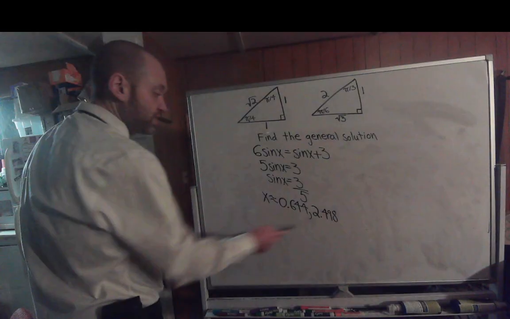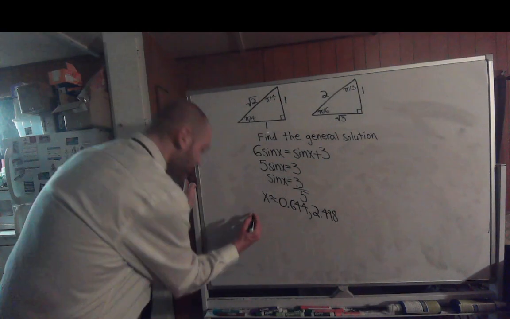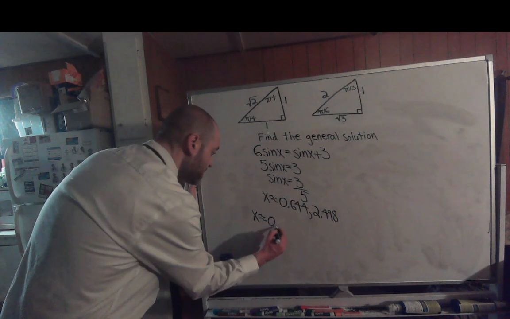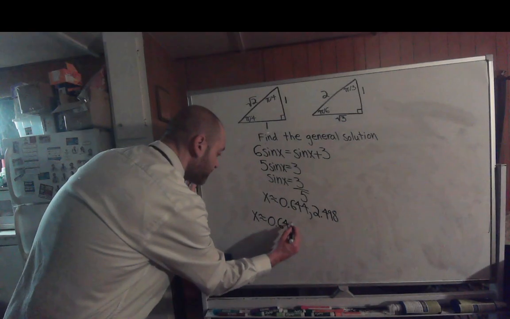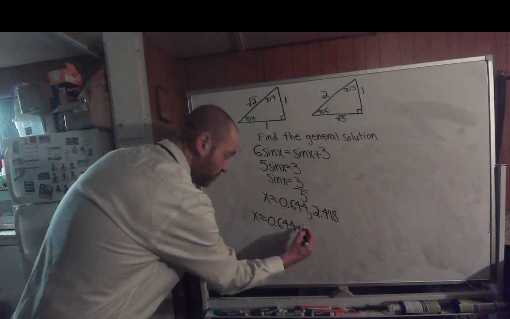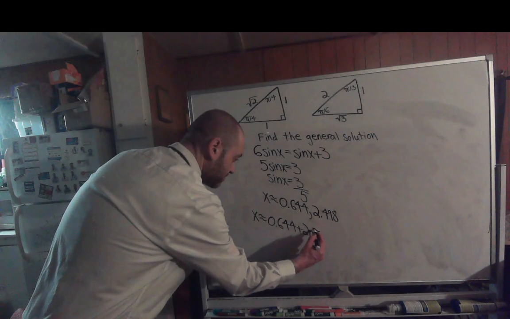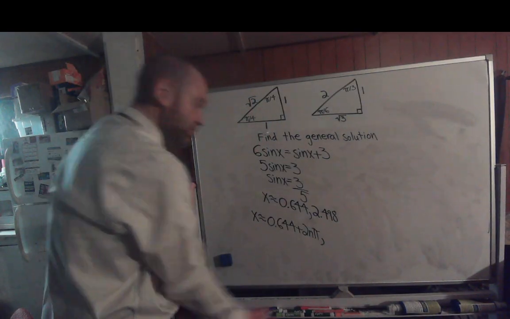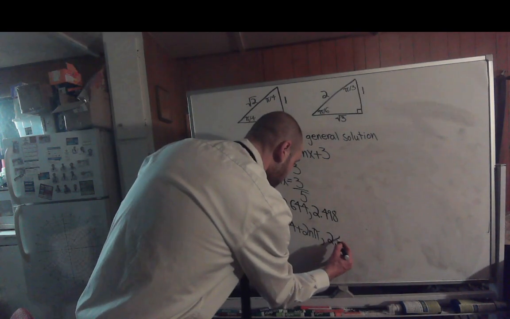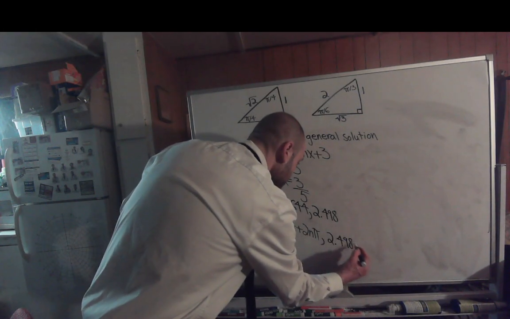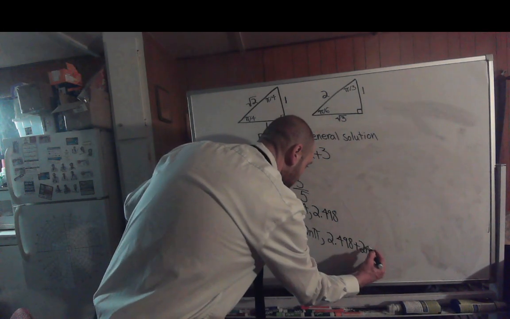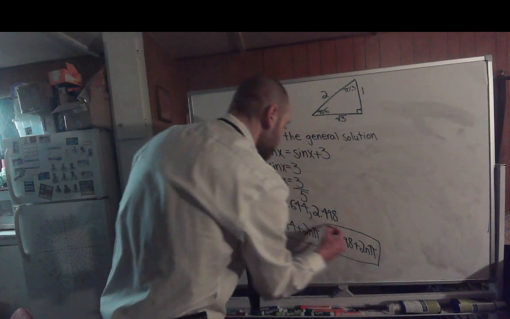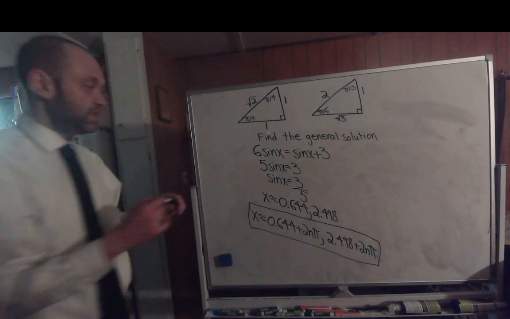Both of these would work since the sine is positive, so your general solutions are going to be x is approximately equal to 0.644 plus 2n pi, since sine has a period of 2 pi, and then you would also have 2.498 plus 2n pi. So those would be your two general solutions to this equation.